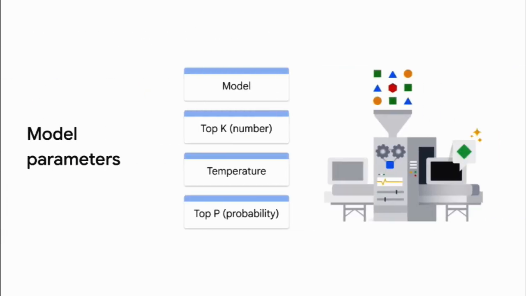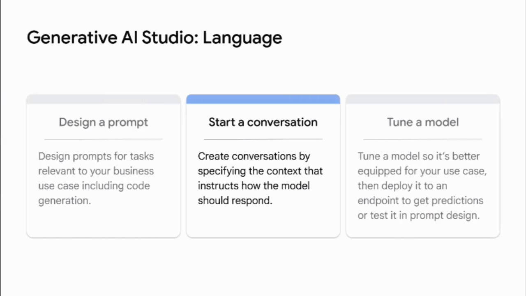In sum, Generative AI Studio provides a few model parameters for you to play with, such as the model, temperature, top K, and top P. Note that you are not required to adjust them constantly, especially top K and top P. Now let's look at the second feature, which creates conversations.